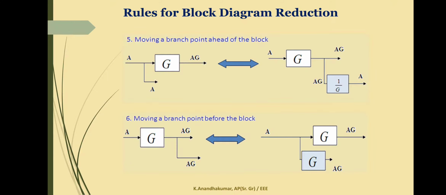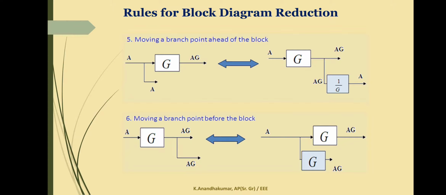Then the fifth rule is moving a branch point ahead of a block. In that case, we have a branch point before the block G, and if you want to take it ahead of the block, then it has to be multiplied by a gain of 1 by G.